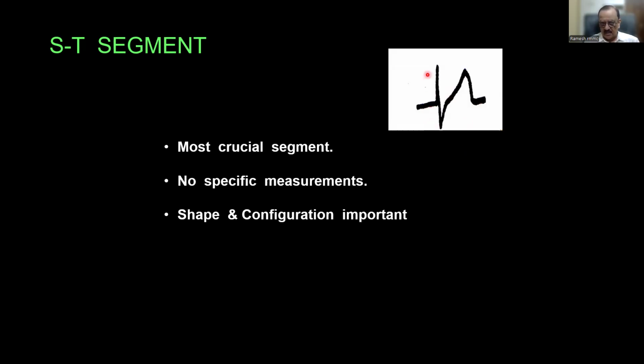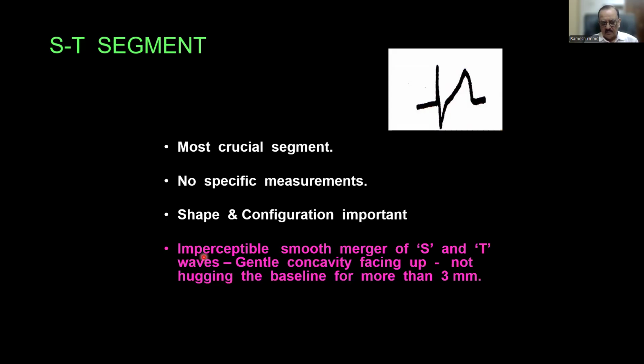See, classically, your ST segment should be like this. So what are the characters of the ST segment? There is an imperceptible, smooth merger of the S wave and the T wave. See that there is an S wave here. The T wave is here. The S wave and the T wave smoothly merge with each other. We don't know where the S wave is ending, and we don't know where the T wave is beginning. There is a smooth, imperceptible merger of the S wave and the T wave.